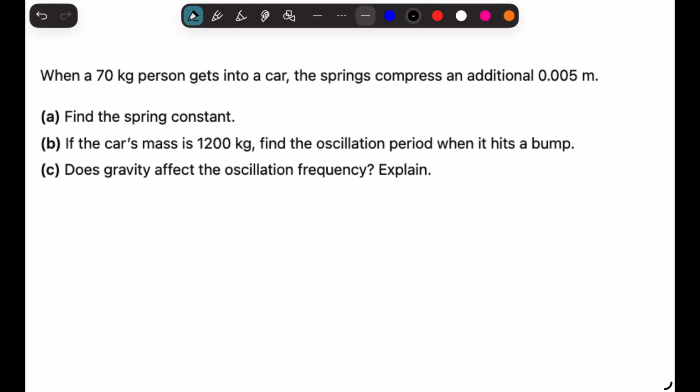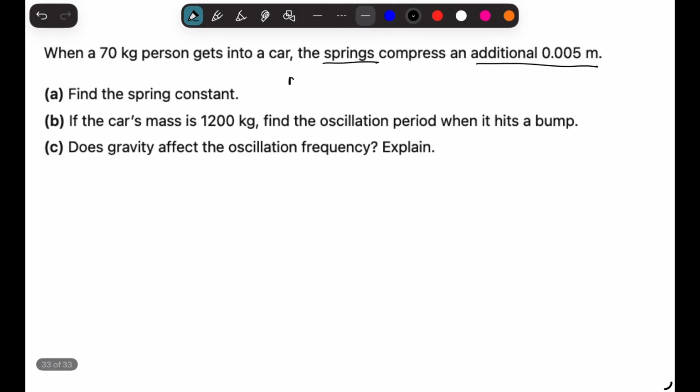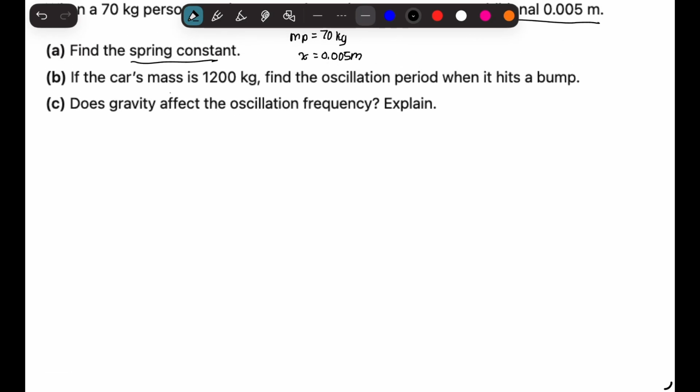A 70 kilogram person gets into a car. The springs compress an additional 0.005 meters. So the mass of the person is 70 kilograms. x is equal to 0.005 meters. We need to get our spring constant. So knowing that Fg is equal to mg and Fs is equal to kx, here we know that they're going to be equal to each other. So kx is equal to mg, k is equal to 686 over 0.005, and k is equal to 137,200 newtons per meter.